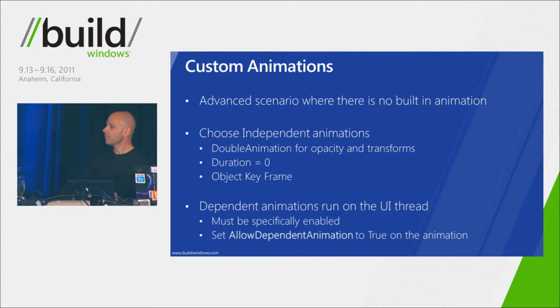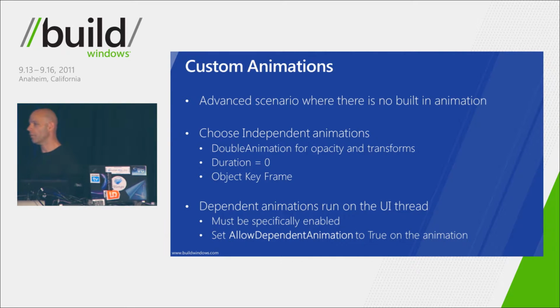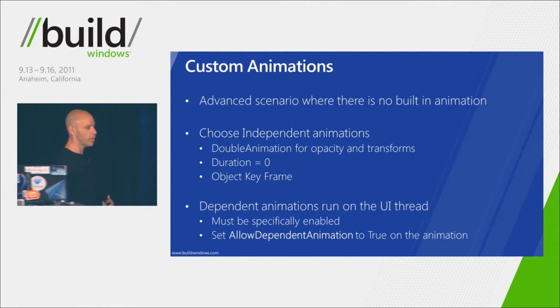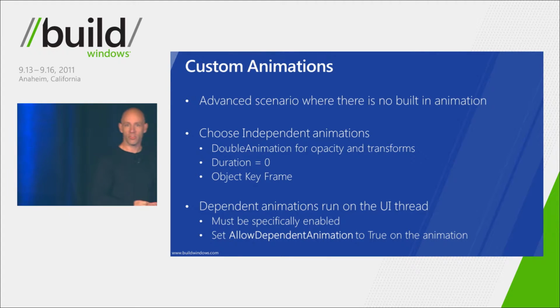So custom animations, this is where you've got to choose: do you want to do dependent animations or independent animations? What these basically mean is the independent ones are the fast ones, the ones that run on the GPU. They're just like the animations library, which are guaranteed to be very, very performant. So when you're doing things like, currently in the Windows Developer Preview, double animation for opacity and transforms, transforms being things like the translate, or the rotation, or the skew, if you want to do one of those, that's going to be independent. It's going to run on the GPU.